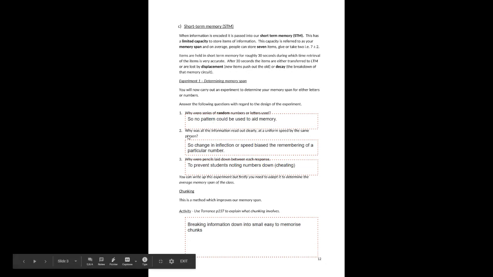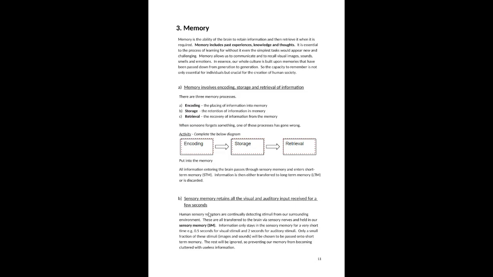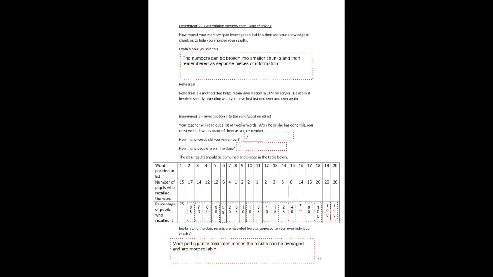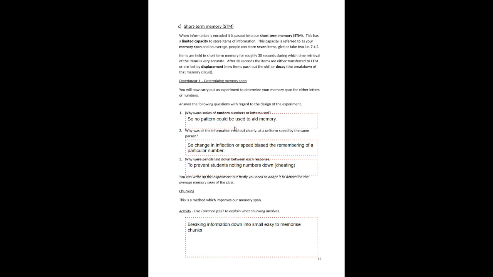We can do several different experiments that will talk about our short-term memory. In the first experiment, there's a video attached to the assignment slides where I read out some numbers very slowly and boringly. I deliberately use random numbers, so there's no pattern. When we talk about chunking, we can use things like patterns to aid in chunking. The information is read clearly at a uniform speed, just by me, because any change in inflection or speed can bias the remembering of the numbers.